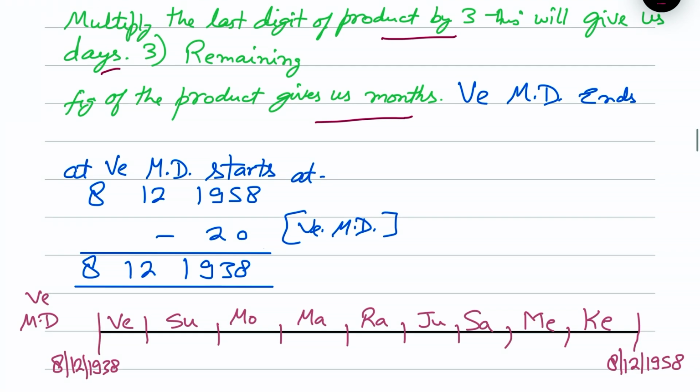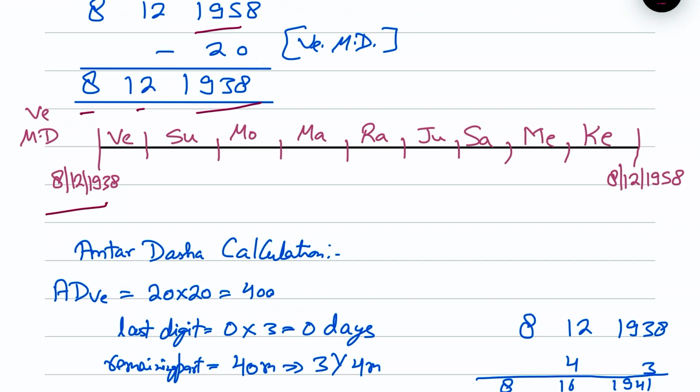So Venus Mahadasha ends 1958. We subtract 20, so Venus Mahadasha started at 8/12/1938. So it started at 8/12/1938 and ended on 8/12/1958. Since Venus is the Mahadasha lord, the first Antardasha will be of Venus, then the same sequence: Sun, Moon, Mars, Rahu, Jupiter, Saturn, Mercury, Ketu will follow.